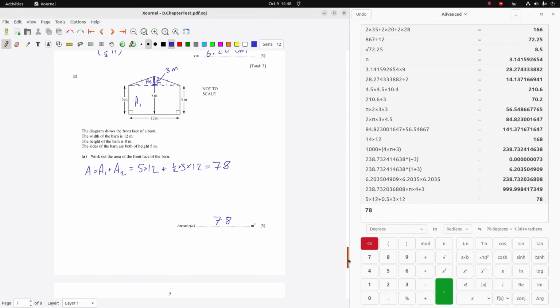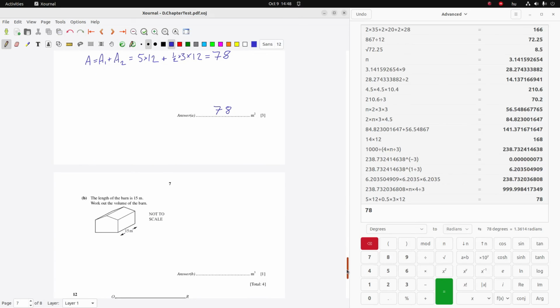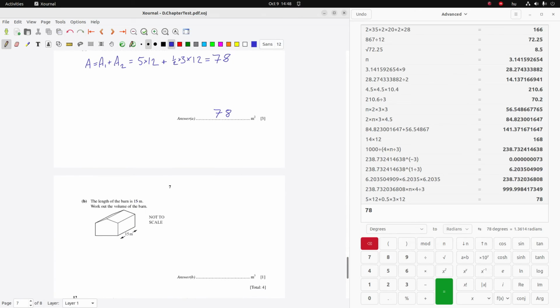Meters squared. And then the next is asking about the volume of the barn. So remember, this is a prism. And I said the area, no matter how weird an area it is, remember, the volume, so long as the cross section stays exactly the same throughout, the volume will be A multiplied by the length. So in this case we had A is 78 multiplied by the length is 15.